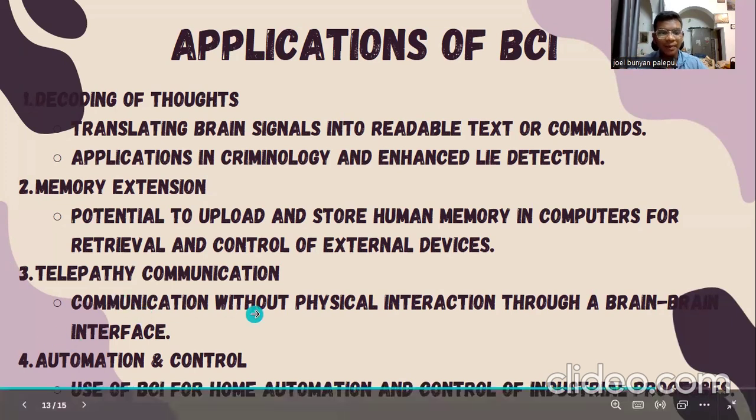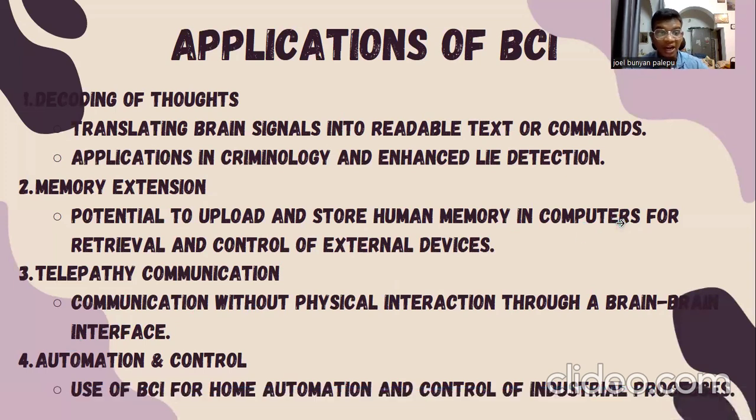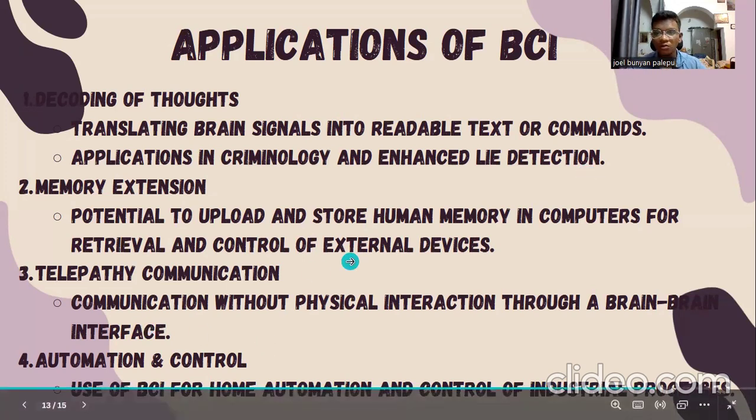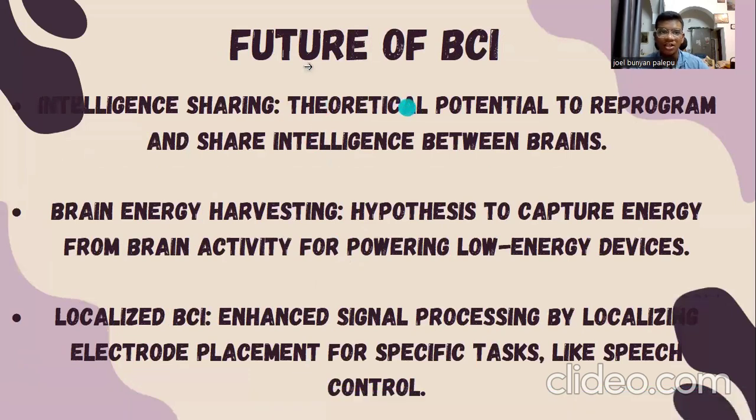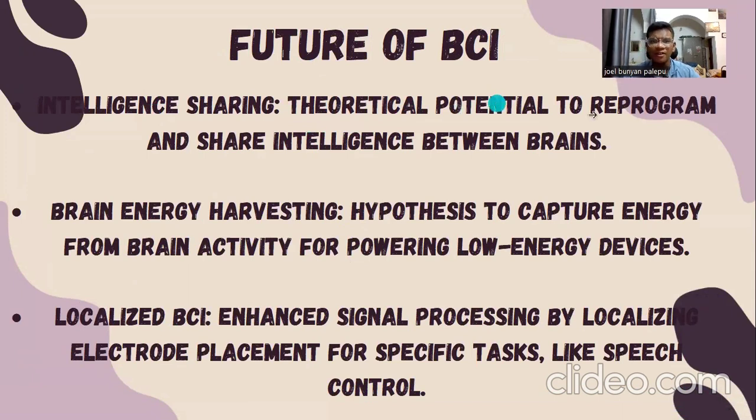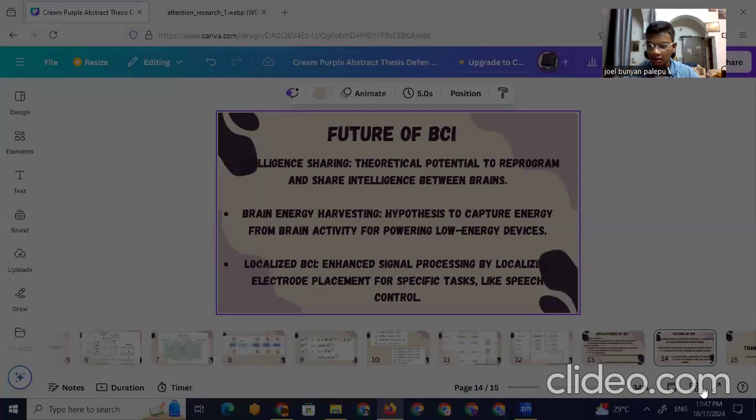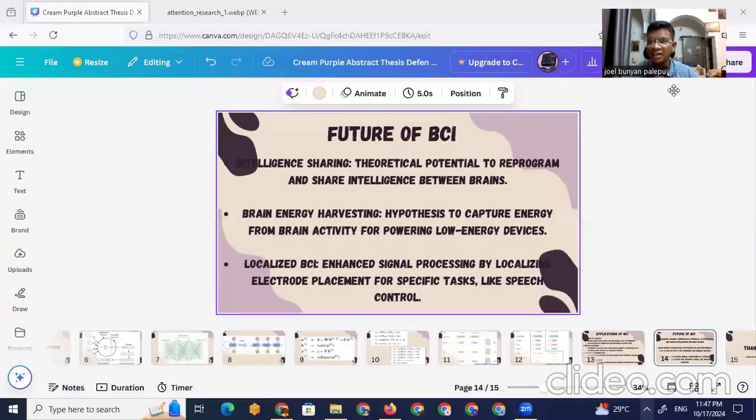We also have telepathy communication, a brain-to-brain interface, which is interesting. And automation and control, we all know that. Future applications include intelligence sharing, a very futuristic idea where we could share intelligence between brains, though I think we're just talking about transmission of information. And then brain energy harvesting, to use the energy from the brain to power low energy devices. These are all very futuristic and interesting applications.